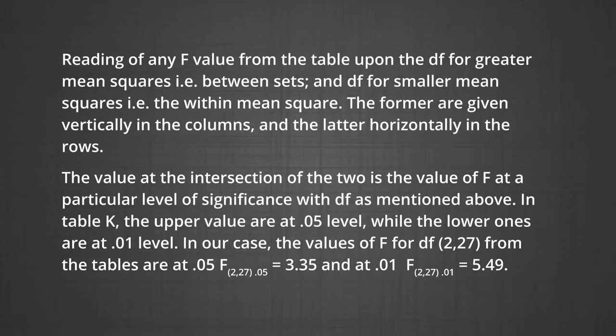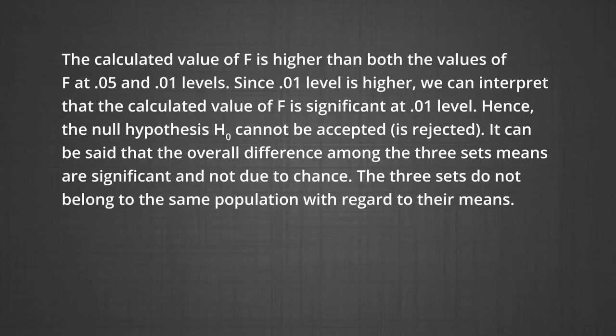In this table, the upper values are at 0.05 level, while the lower ones are at 0.01 level. In our case, the values of F from the table are: F at 0.05 level with degrees of freedom 2 and 27 is equal to 3.35, and the value of F at 0.01 level with degrees of freedom 2 and 27 is equal to 5.49. The calculated value of F is higher than both the values of F at 0.05 and 0.01 level. Since 0.01 level is higher, we can interpret that the calculated value of F is significant at 0.01 level. Hence, the null hypothesis or H0 cannot be accepted. It can be said that the overall differences among the 3 set means are significant and not due to chance. The 3 sets do not belong to the same population with regard to their means.